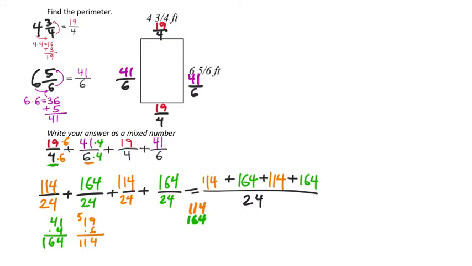Okay, so adding these together, 4 plus 4 is 8. 1 plus 6 is 7. 1 plus 1 is 2. So 278. Then let's add the other 114. So 8 plus 4 is 12. Carry the 1. 1 plus 7 is 8. Plus 1 is 9. 2 plus 1 is 3. 392. And then finally the last 164.